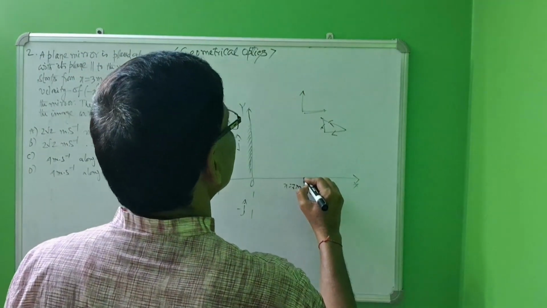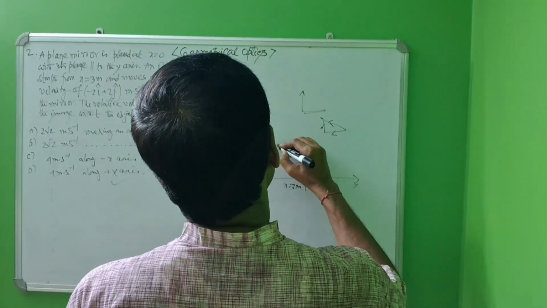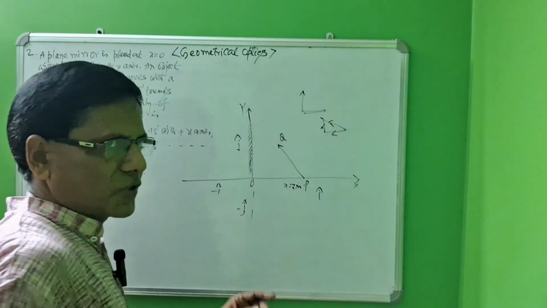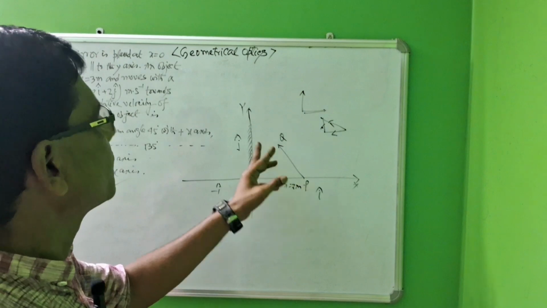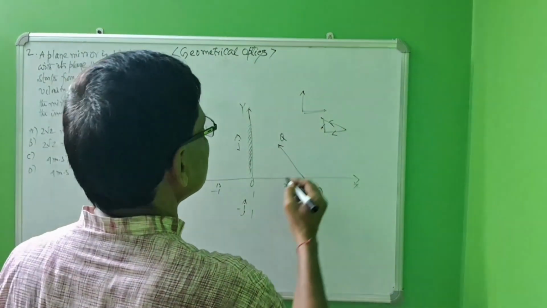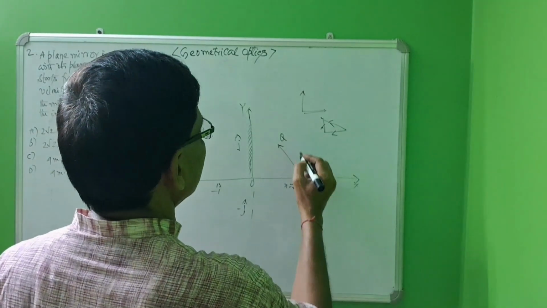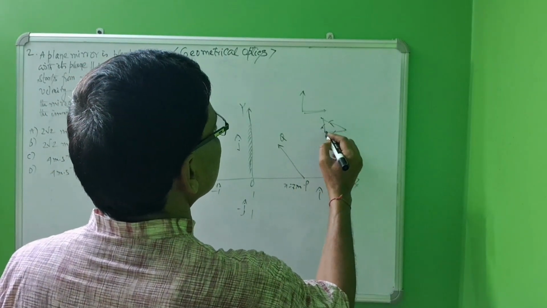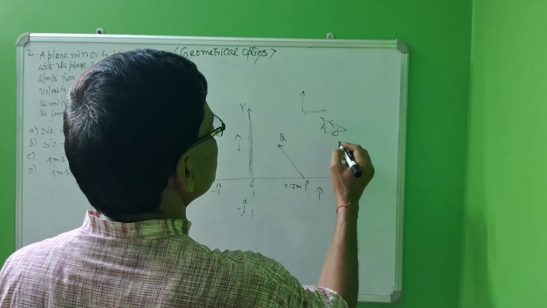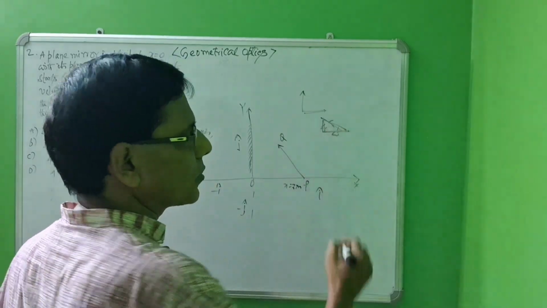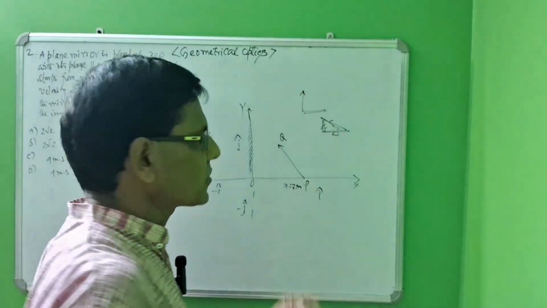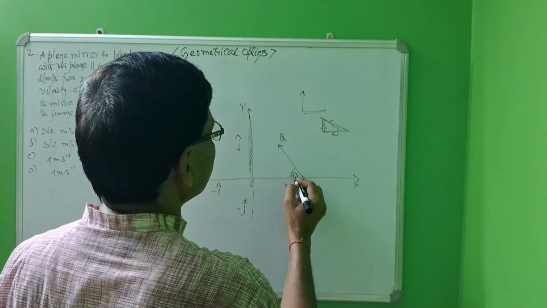So here this will be the PQ. This is the motion at which the object is going or running. The angle between these two: this is 2i, this is also 2i. So 2 and 2, so the angle is 45 degrees because this is an isosceles triangle. You know it, isosceles triangle. So the angle is 45 degrees.